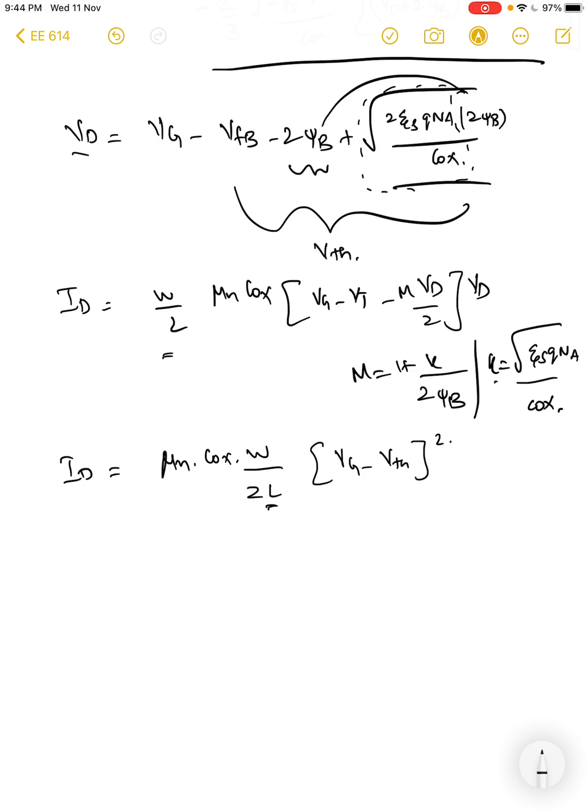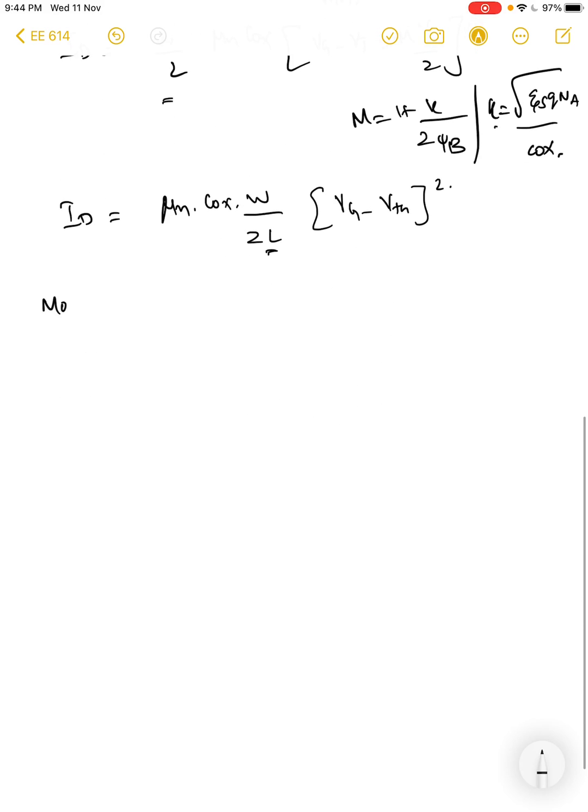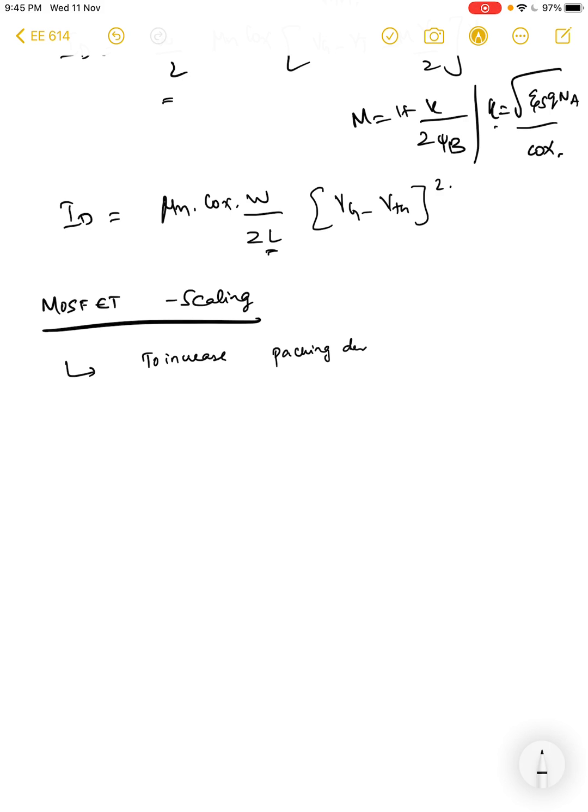Now that we saw the expressions for the current, let's go and see what is called MOSFET scaling, which has been carried out for some time now. So we have always been hungry for more and more transistors per unit area. So typically MOSFETs are scaled to increase packing density. If you have to do this, you reduce both the length and the width, so that you pack more and more transistors per unit area.